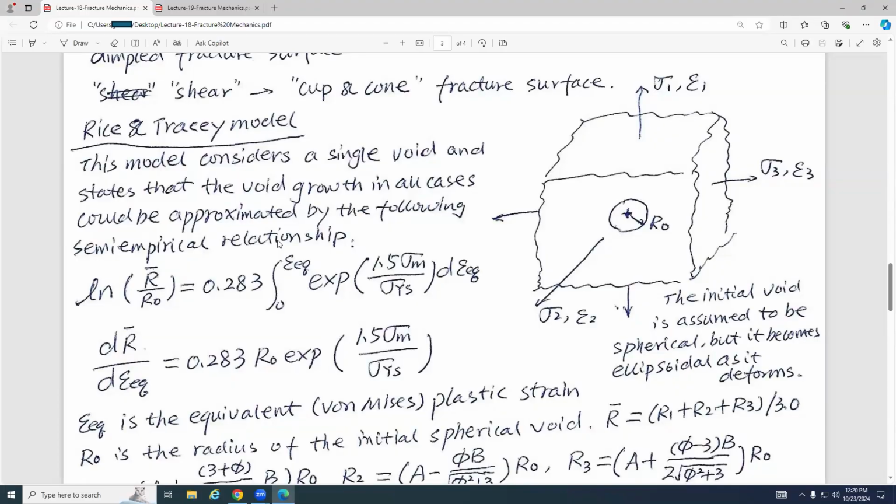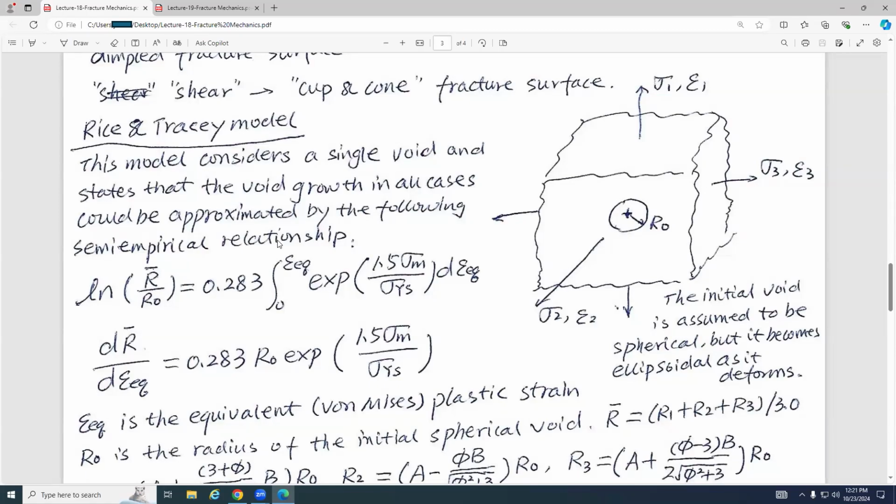However, this is the 3 dimensional loading condition, with sigma 1, sigma 2, sigma 3, and so this void will become bigger in 3 directions, and they might be different, right? You guys agree? So that's the reason. The R bar is the average of the new 3 radii, in 3 directions. So we use this R bar.